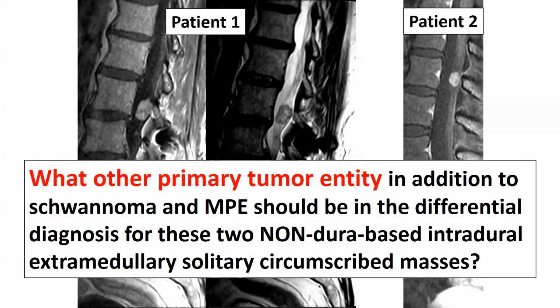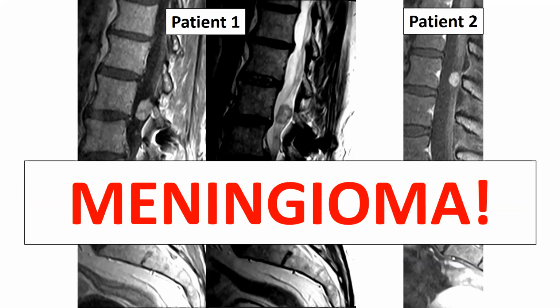What other tumor? Now, Dr. Gilbert says paraganglioma. Yes, you're right, Dr. Gilbert. But there's something before paraganglioma, all right? And you've already said it, but not everyone heard that or saw that. The answer is meningioma.